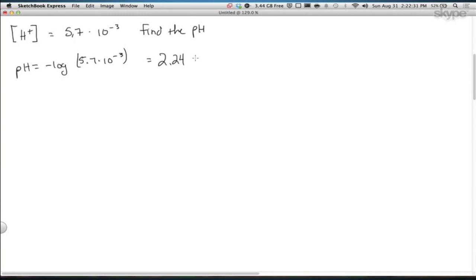Well, logarithms refer to the power. So we could estimate that the logarithm would be close to negative 3. Since we're taking the negative logarithm, the answer should be close to 3. So the point is the pH is the negative logarithm. Logarithms are exponents, so the pH is the negative of the exponent. So in this case, we would expect the pH to be close to 3. And that's how it turned out. Our answer was 2.24, which is not that far from 3.